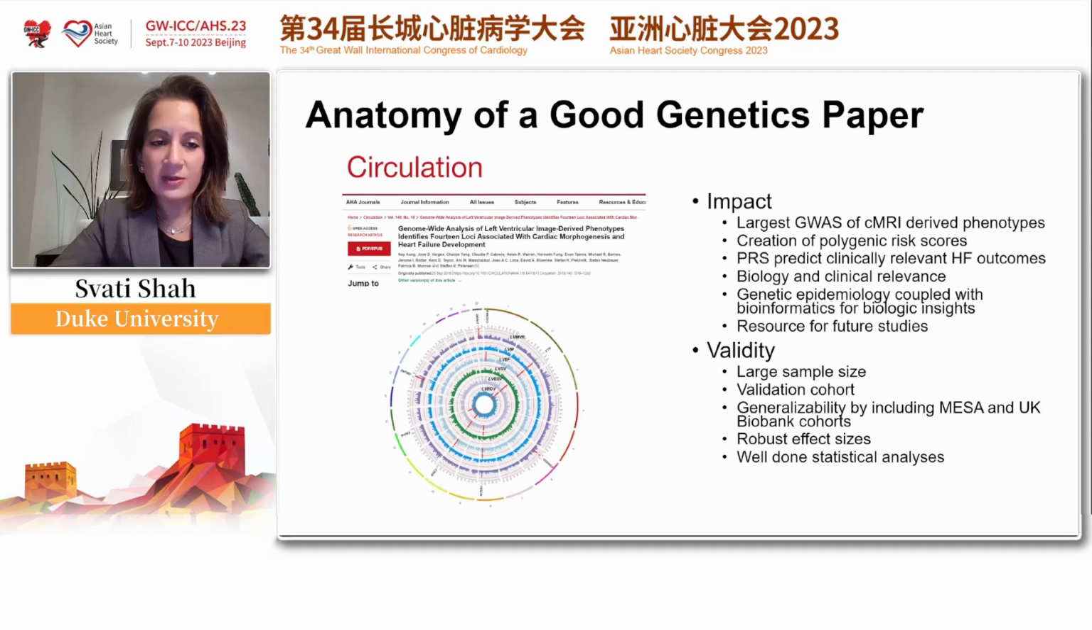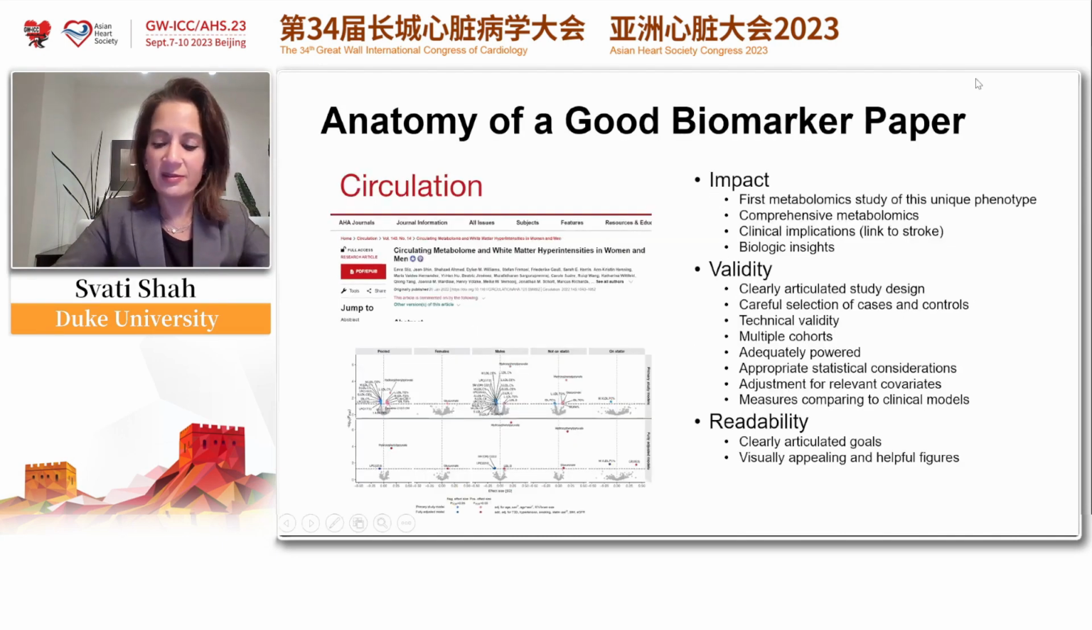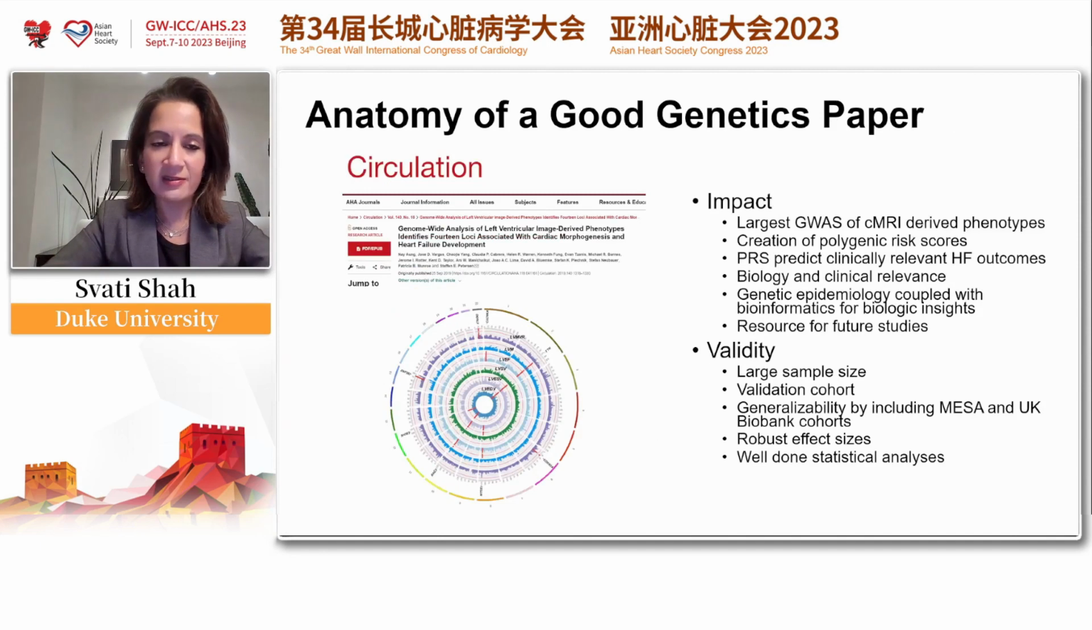So I'm going to talk about a couple of papers. One is a genetics paper and one is a biomarker paper, just to dissect out the anatomy of a good GWAS paper, a good genetics paper. This paper was looking at genetic analyses of left ventricular phenotypes. They took cardiac MRI phenotypes in almost 14,000 individuals, and they were trying to identify genetic variants that are associated with different imaging-based components of the left ventricle.